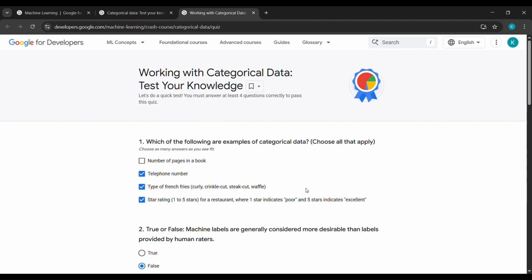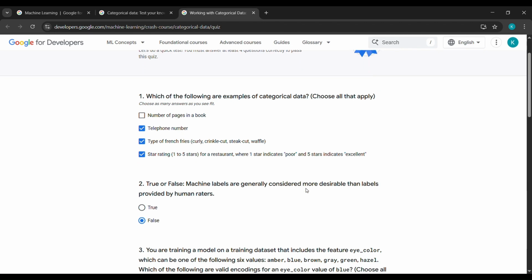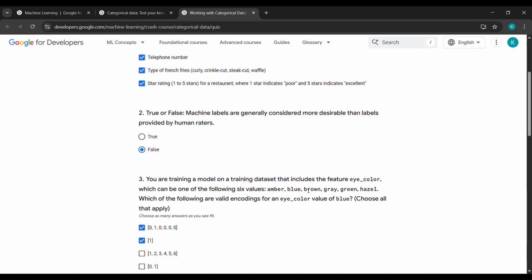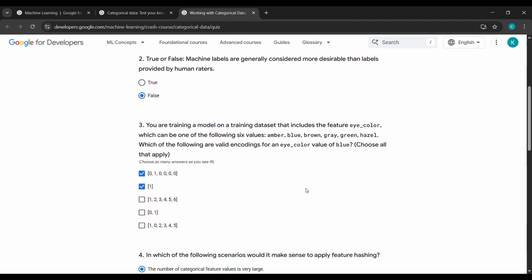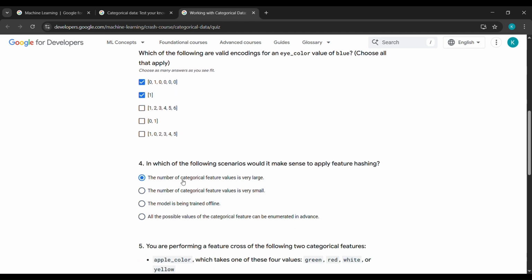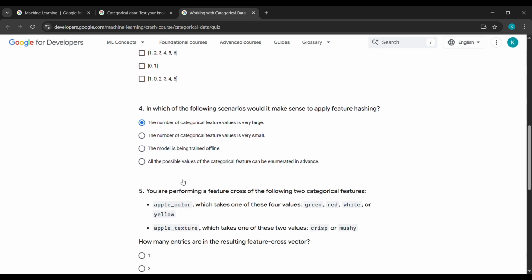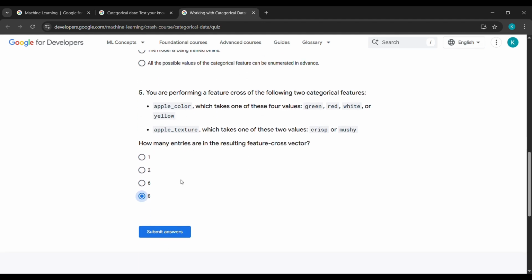Now here you can see the correct answers for the first question, and the correct answer for the second question is false. The correct answer for the third question are these two. Just click on them, and the correct answer for the fourth question is this. The correct answer for the fifth question is 8.